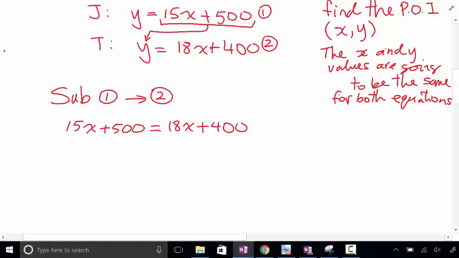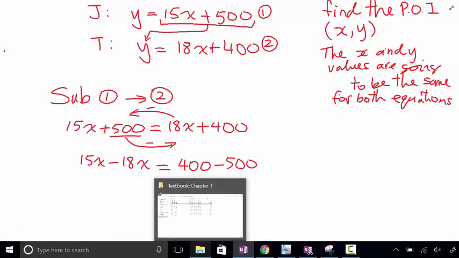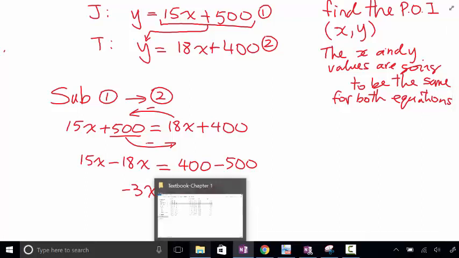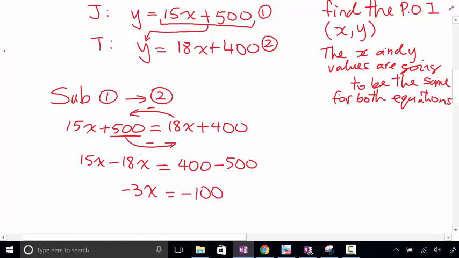So I'm going to bring this one over here. Going to take this one over this way. Again, negative, negative. So this is going to be 15x minus 18x is equal to 400 minus 500. Okay, so do the math there. You'll get negative 3x is equal to negative 100. And I hope you are comfortable with integer addition, subtraction there.